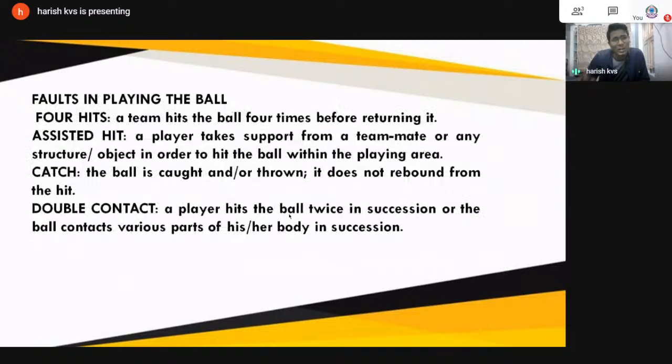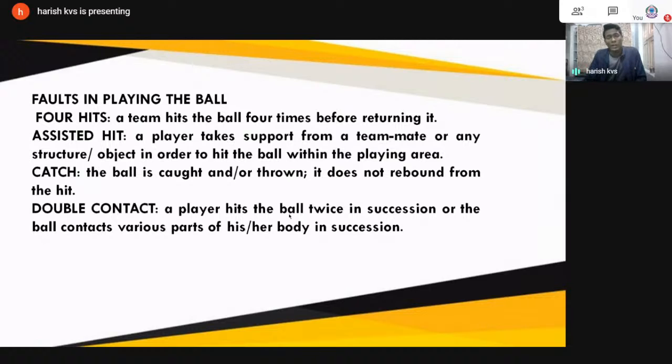Let us get into the next presentation: faults in playing the ball. There are some things one needs to observe while playing a ball. So there is a kind of gameplay by which a volleyball is played.